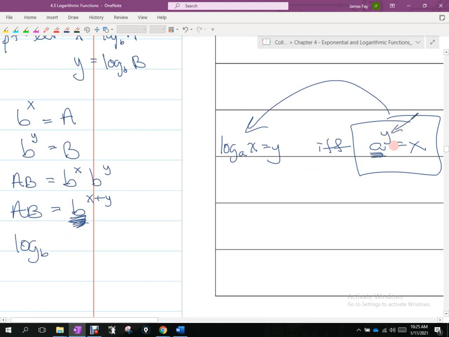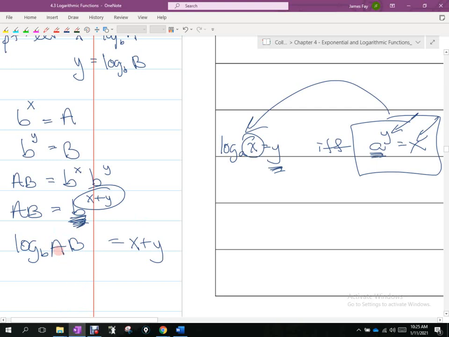Okay? That right there is the x plus y, and when I change it to the logarithm, it's the isolated variable on the right-hand side. So x plus y. And then the x, which is in our case the AB, becomes that right there in the logarithm. So I put AB there. Does that make sense, everybody?